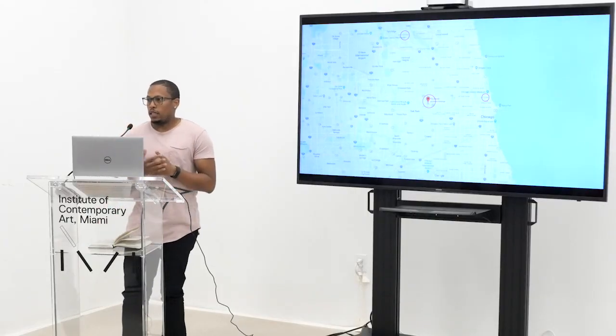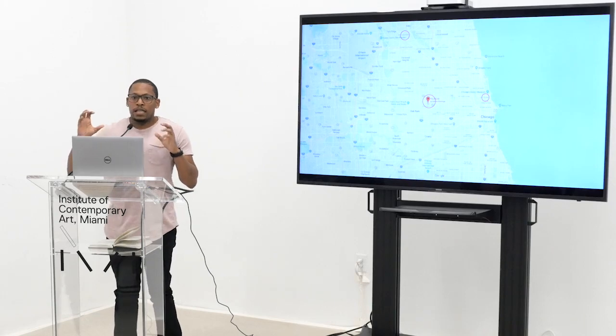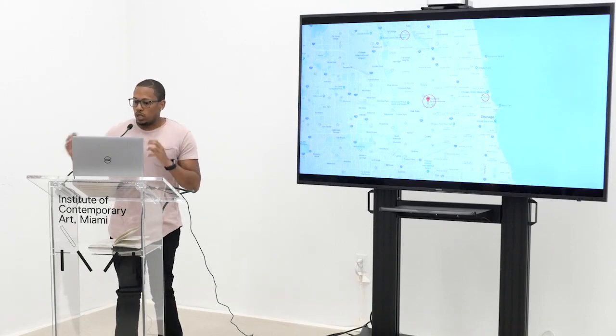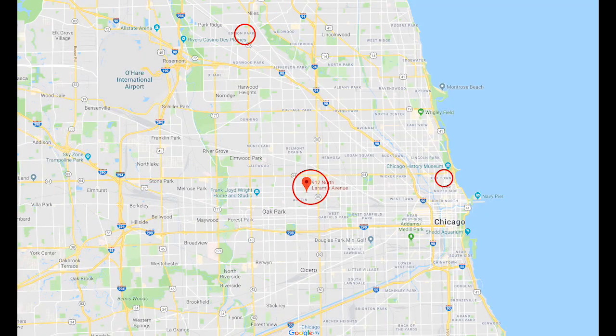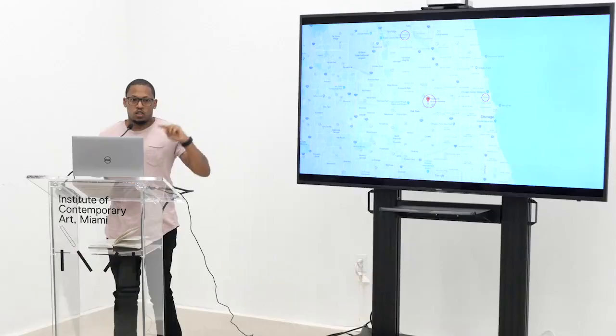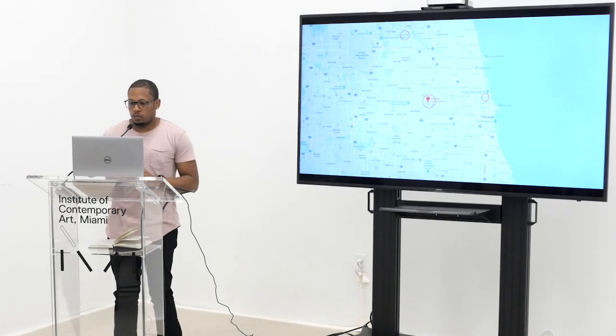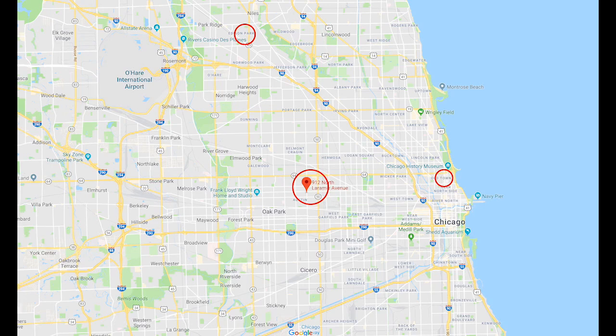So just to give you an idea of how I really start to understand that there are differences in the places that we live, this is a map of Chicago. The big circle, that's the neighborhood where I grew up. That's my home. And the small circle at the top, that was my elementary school. So that's roughly 10 miles away to go to a different elementary school. This was my high school, roughly 7 miles to get to high school.